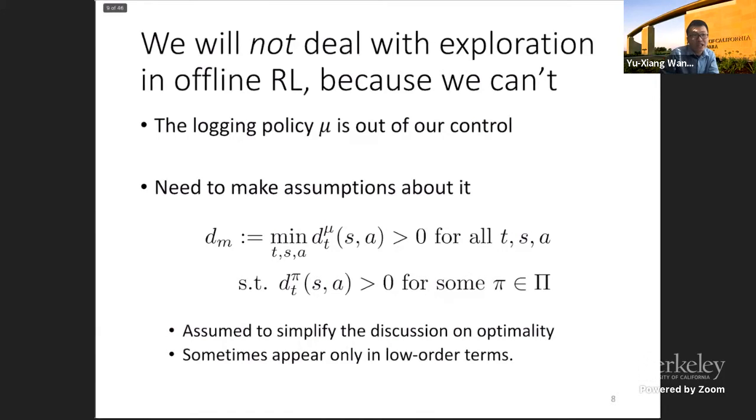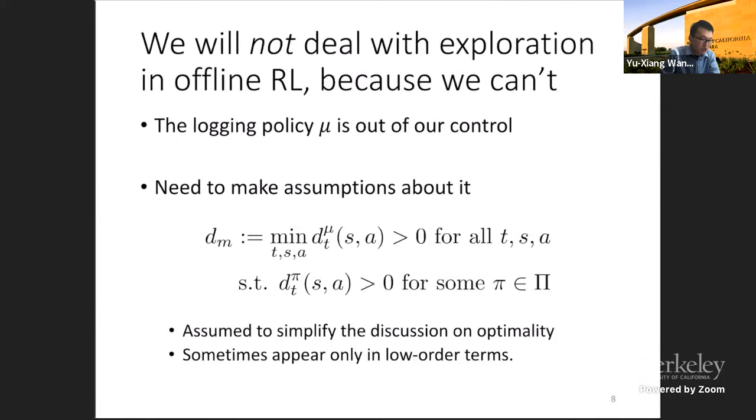All right, so just one disclaimer. Exploration is often the hardest problem in RL, but since we're working with offline RL, we don't have to deal with exploration. We can simply assume it away, right? This is because, by construction, the logging policy that we use to collect the data is out of our control. So all we can do is to assume some properties that are satisfied and then try to work out the best bound that it entails.